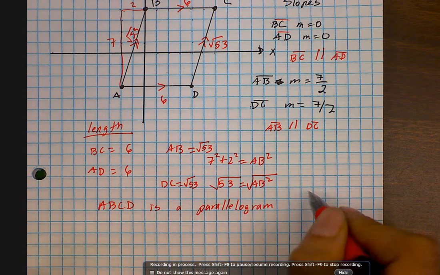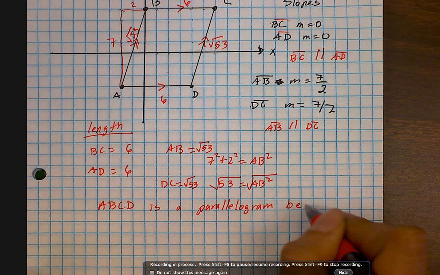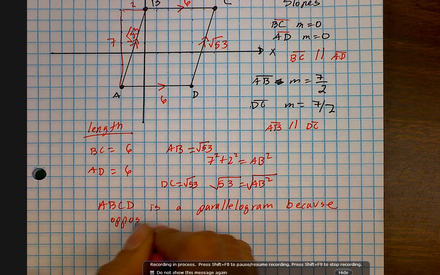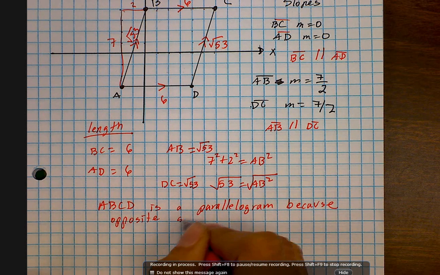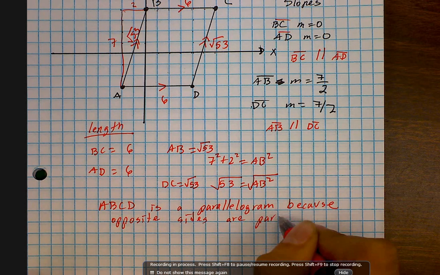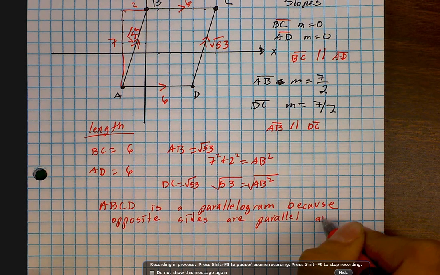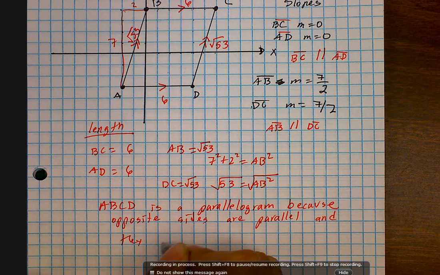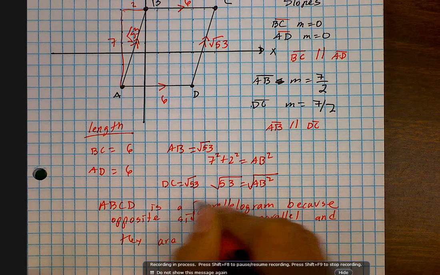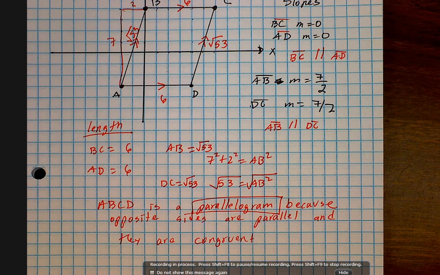because opposite sides are parallel to each other and they're also congruent. Okay, so this one is a parallelogram. Okay, so that's pretty much all you have to do.